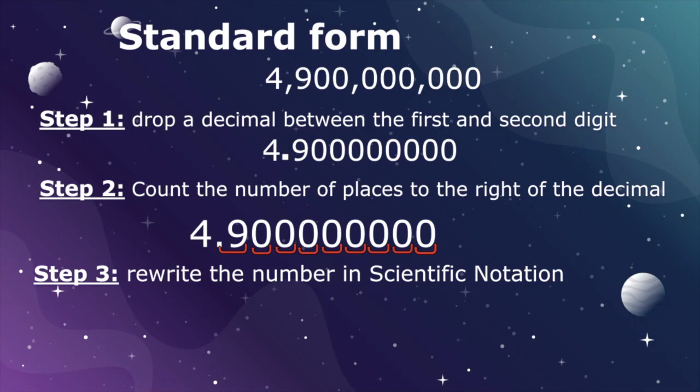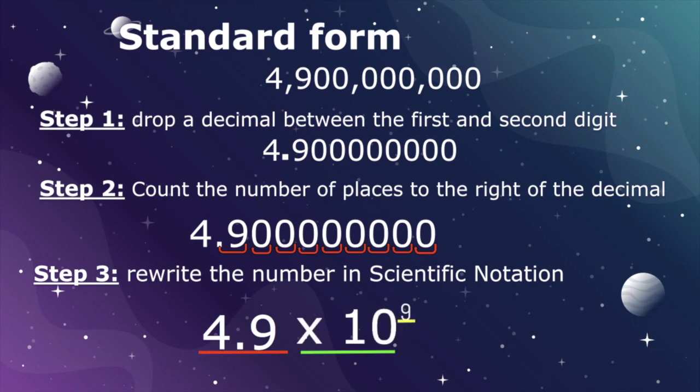Step 3, you just rewrite the number in scientific notation. You're going to need the coefficient, which is 4.9. Remember, it has to be between 1 and 10, and 4.9 falls between 1 and 10, so we're good there. Then the base, times 10, and then the exponent, which is the number of places to the right of the decimal. In this instance, it's 9. So the way you write 4,900,000,000 in scientific notation is 4.9 times 10 to the 9th power.